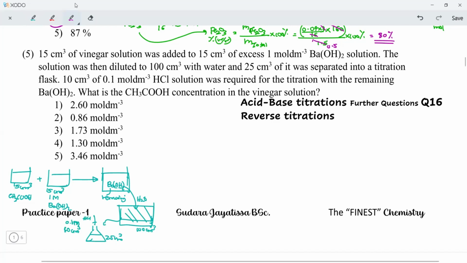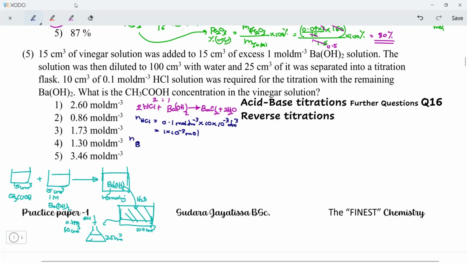Okay, now let's try. First of all, we can take the reaction between HCl and barium hydroxide. So it's acid-base simple titration. Here 2 HCl is reacting and it gives barium chloride and 2 water. So then 2:1 ratio. We can get the HCl moles actually reacted: 0.1 mole per decimeter cube into 10 centimeter cube. So I converted it into decimeter. Okay. So then I can get 1 into 10 to the power minus 3 moles of HCl is reacted, consumed.